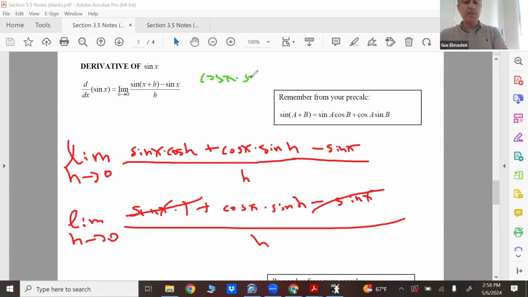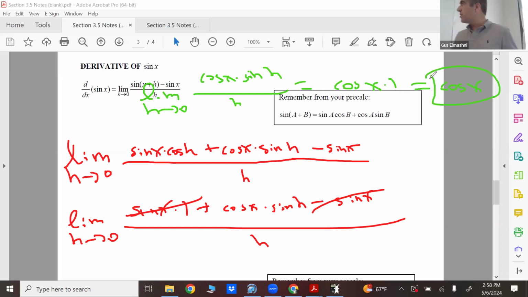But hold on, guys, don't do that just yet. Just watch what I'm doing. What's the limit of sine h over h when h is approaching 0? So you just get cos x. That's why it's cos x.